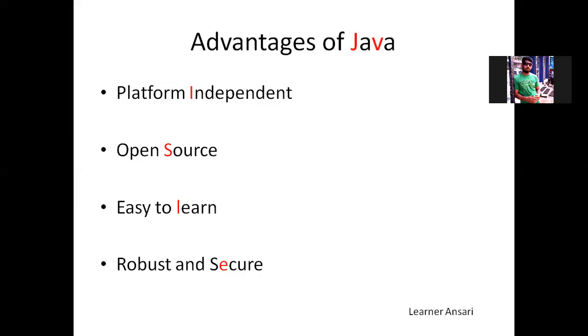And Java is robust and secure. Robust means strong. Java is very strong and it is very secure. I hope you understand what is Java, the use of Java and the advantages of Java. In this tutorial, we discussed what is Java, and in the next tutorial we are going to talk about JDK, JRE, and JVM.